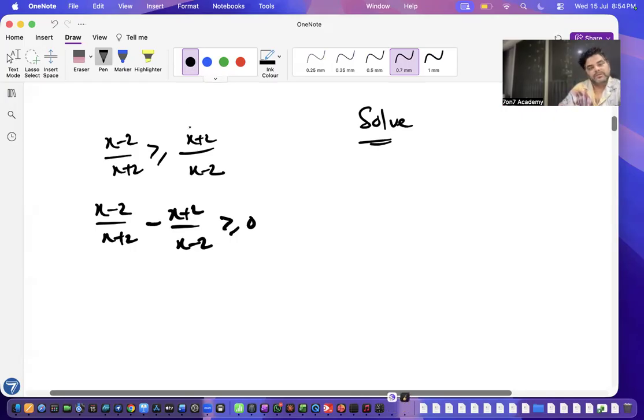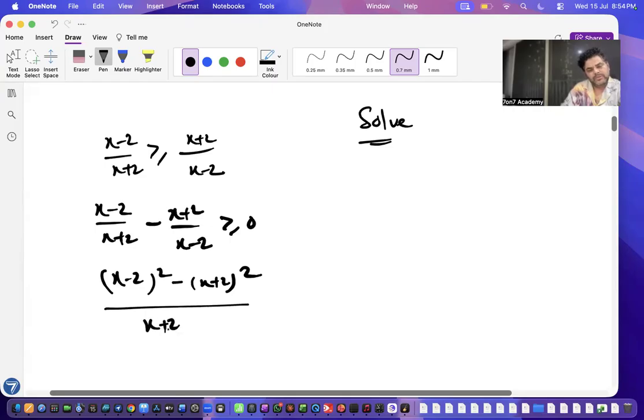After this, take the LCM. Taking the LCM, what will happen? (x minus 2) whole square minus (x plus 2) whole square, over (x plus 2)(x minus 2), more than or equal to 0. And now can you send it there? No, not yet, you can't send it, because x square minus 4 is not positive. x square minus 4 can be negative also, so you can't send it.